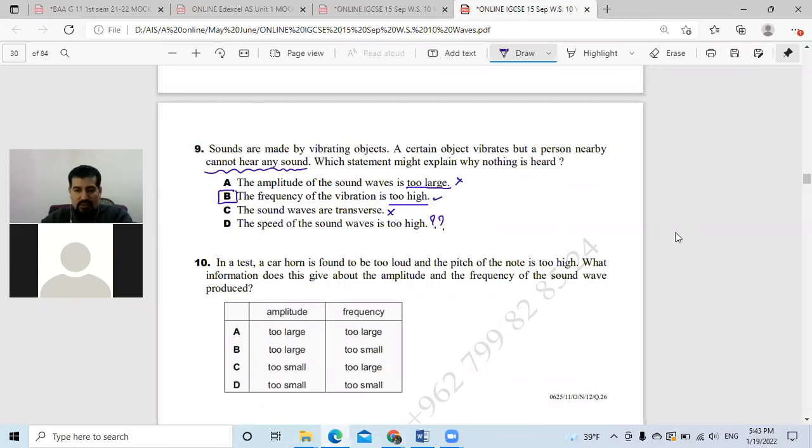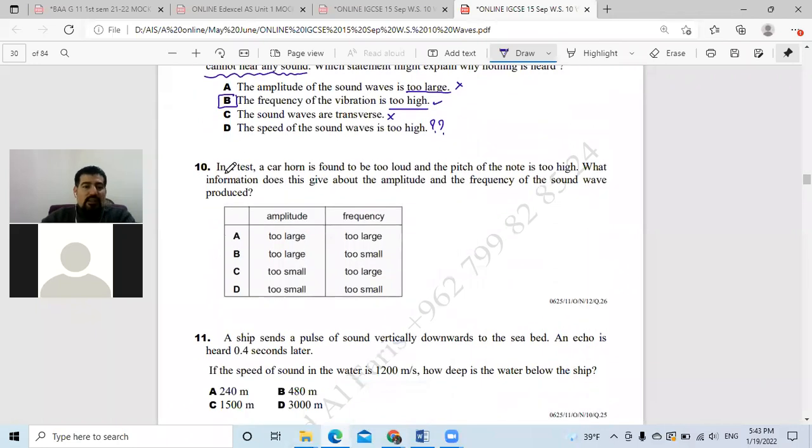Now in number 10, what is this? In a test, a car horn is found to be too loud and the pitch of the note is too high. So it's too loud and the pitch is too high. What information does this give about the amplitude and the frequency of the sound?